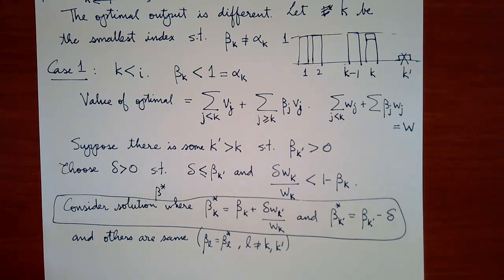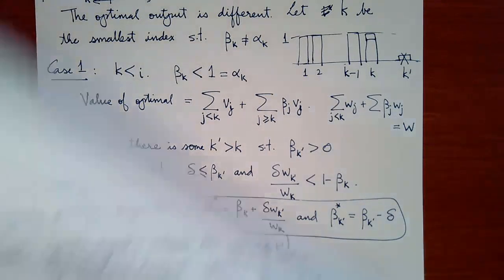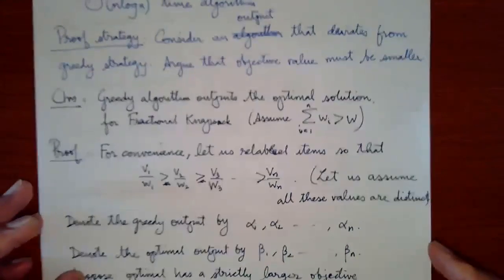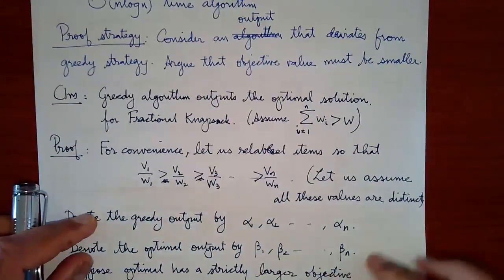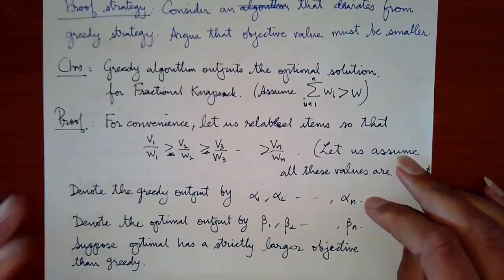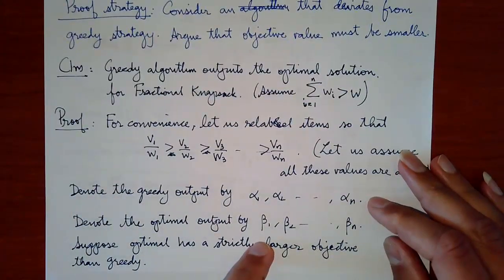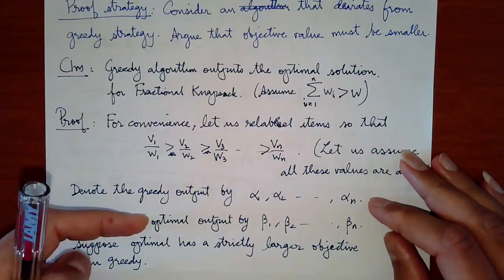All right, so let's go back. What are we trying to achieve here? Let's go all the way back to the beginning. The greedy output is alpha 1, alpha 2 to alpha n. The optimal output is beta 1, beta 2 to beta n. What we want to argue is that the greedy output is actually the optimal output.